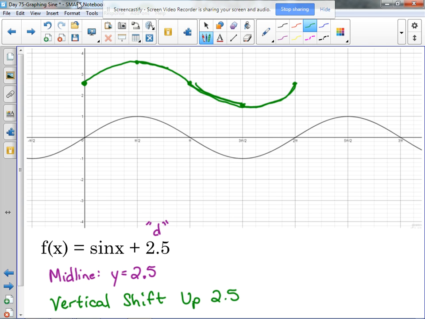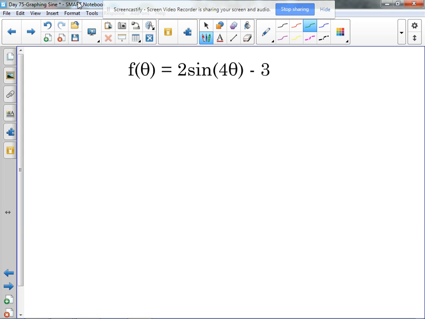The reality is most of the time you don't just have one of these happening. A lot of times we have multiple of them happening at one time. So here's just a random example because I want to pull them all in. The 2 in front, what did that affect? The amplitude. The number in front affects the amplitude, so the amplitude of this function would be 2.